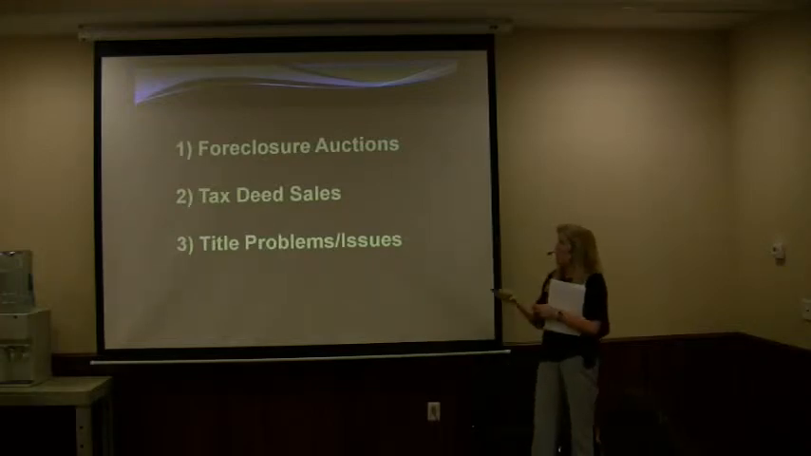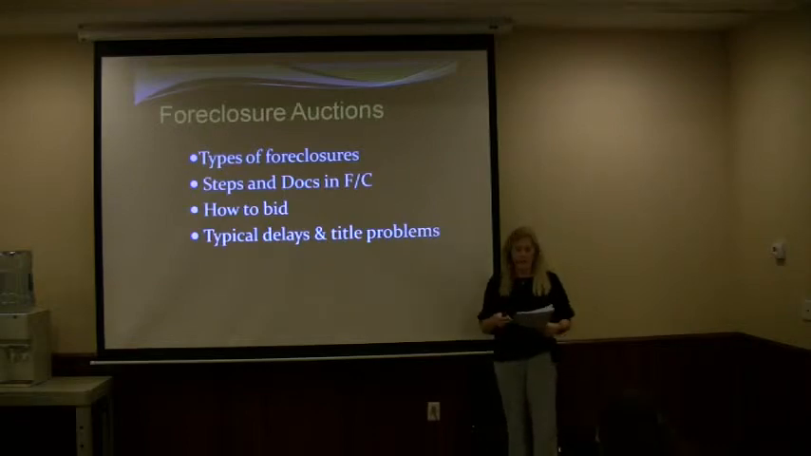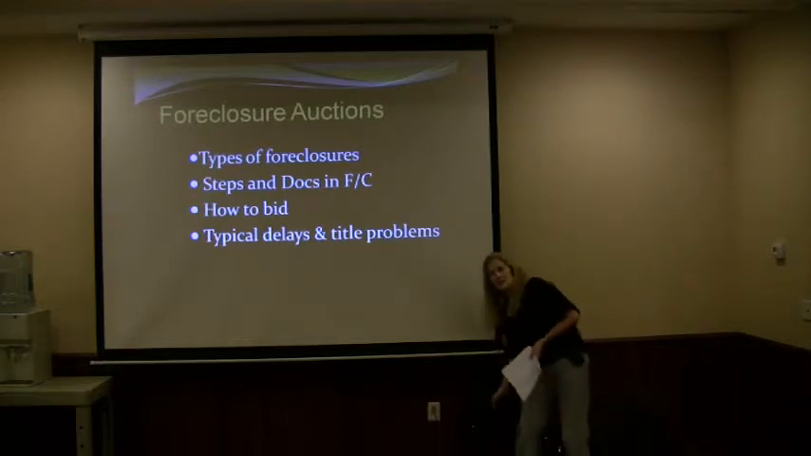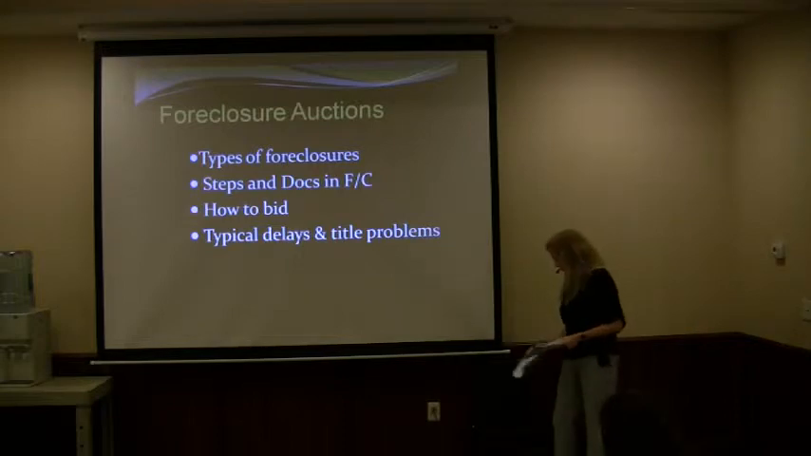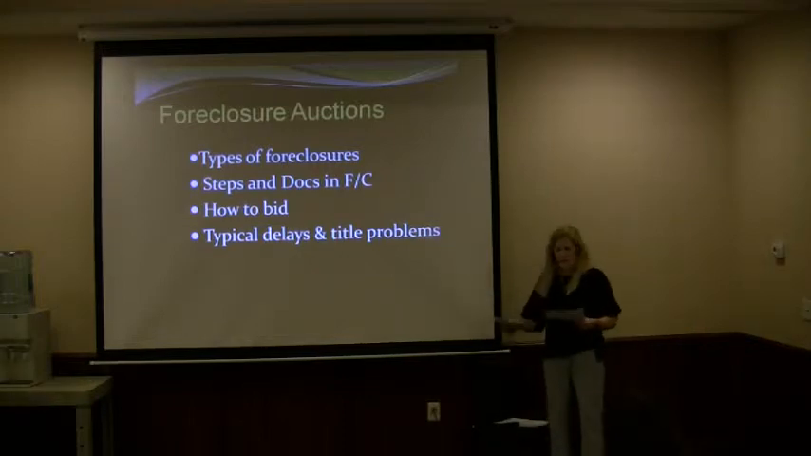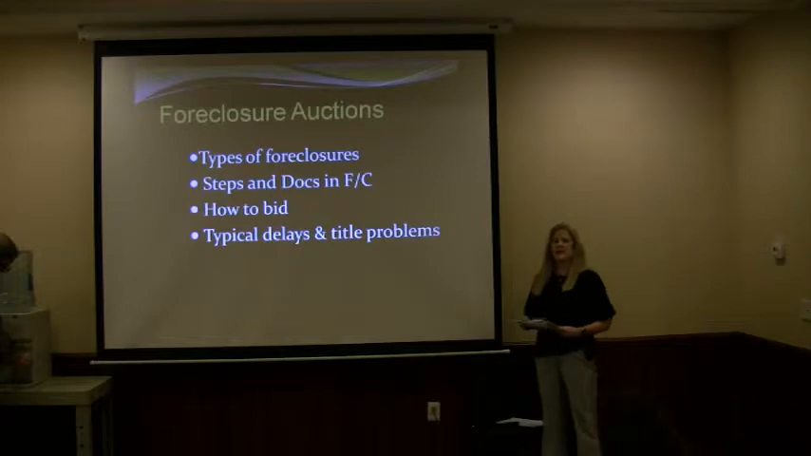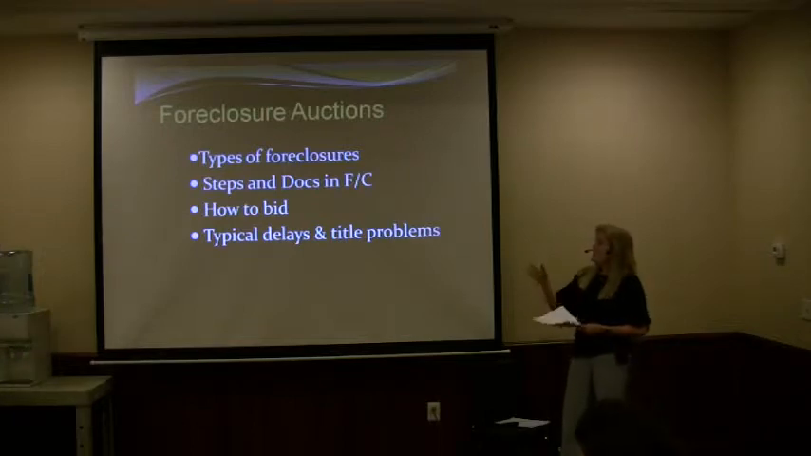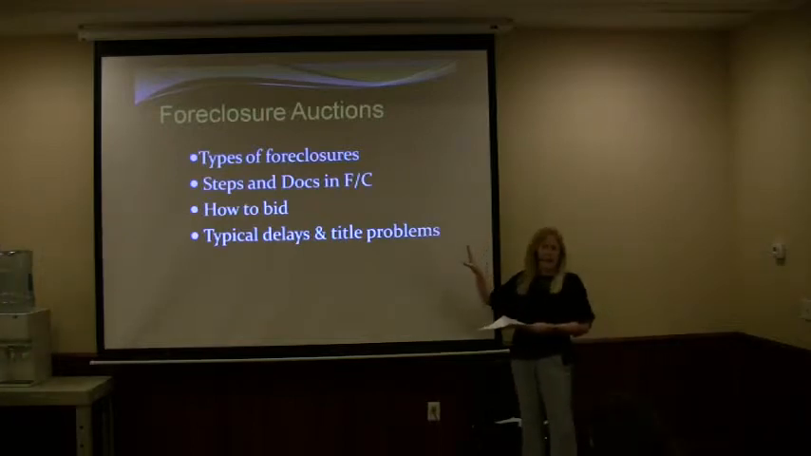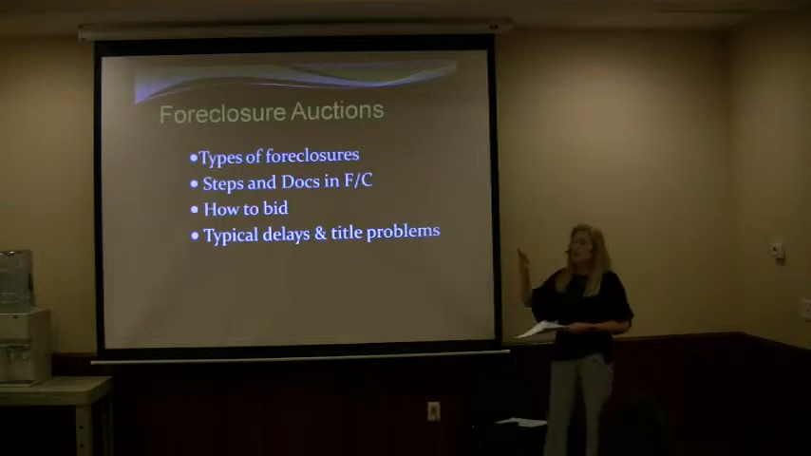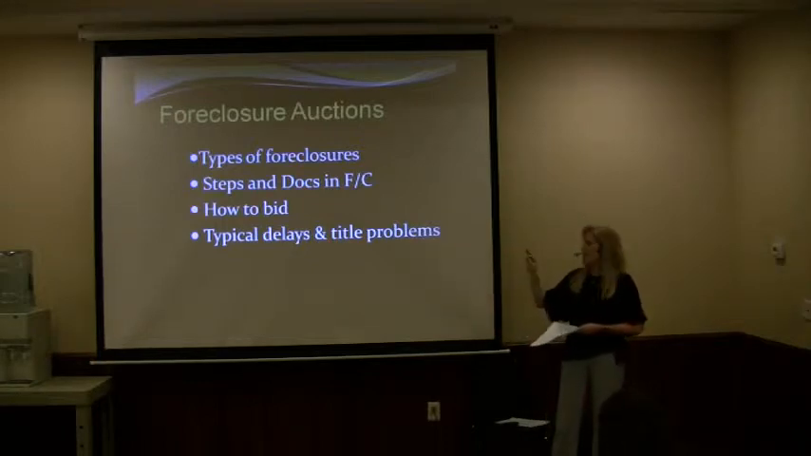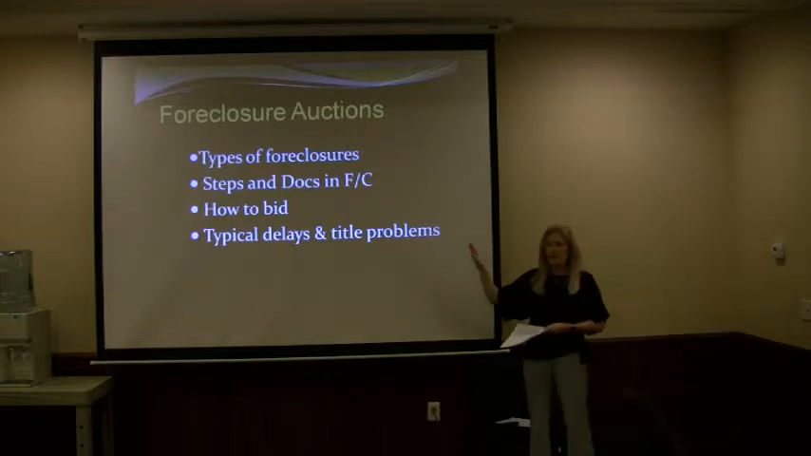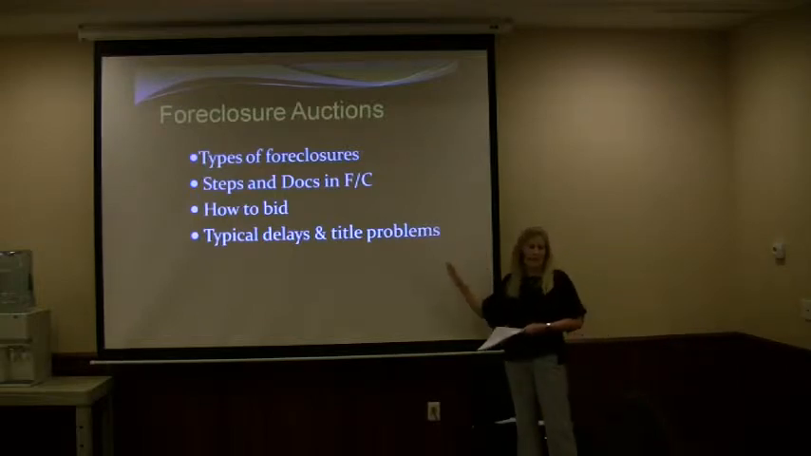So the first thing we're going to talk about is the foreclosure auction. The handout that I gave you has a little bit of a foreclosure outline and talks about the different things. We don't have to go through it step by step; it's just for your information. We're going to talk about the different types of foreclosures, the steps and the different documents involved, how to bid, and, of course, the issues with the different delays and title problems.